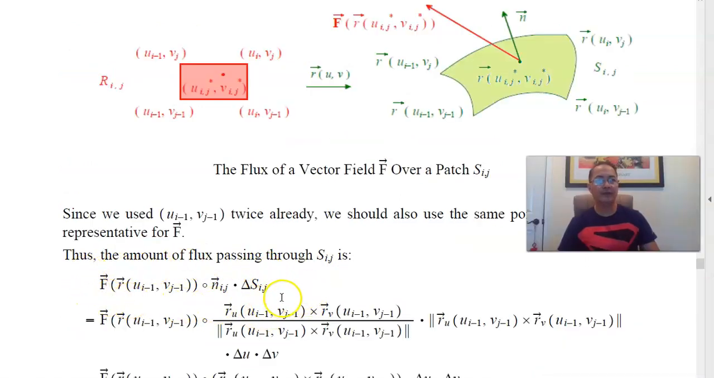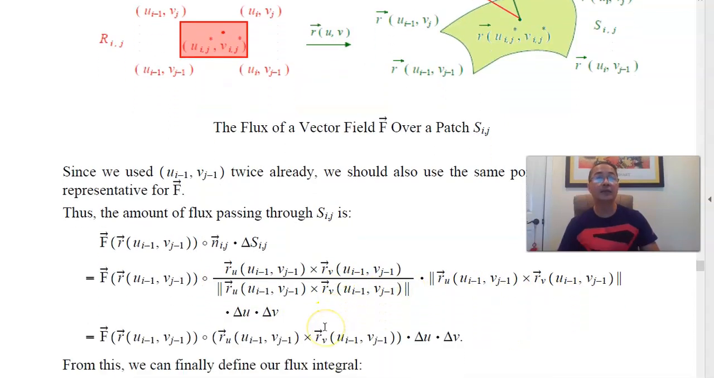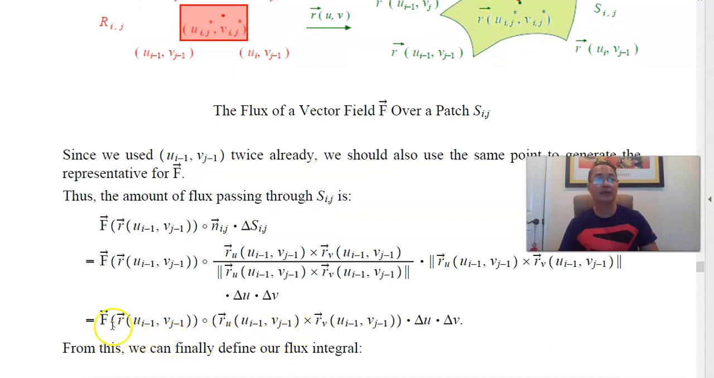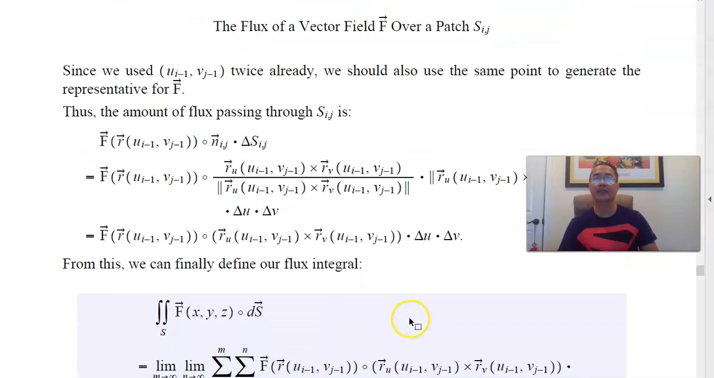So here's the formula for the flux of F through one little patch. We plug the parametrization into F. We take the unit normal vector, which is over here, and we multiply by the area of the patch. We take the dot product of those two vectors. As I said, these lengths are going to magically cancel out, and so we just have the dot product of the force, where you plug in the parametrization, with the cross product, times delta u delta v, as usual.